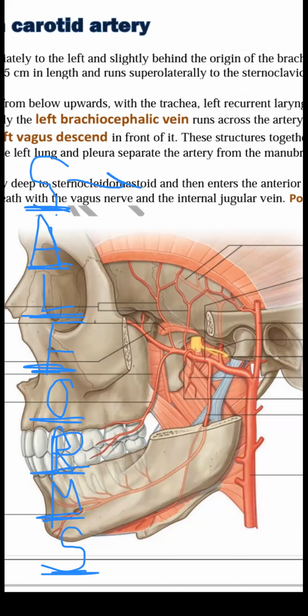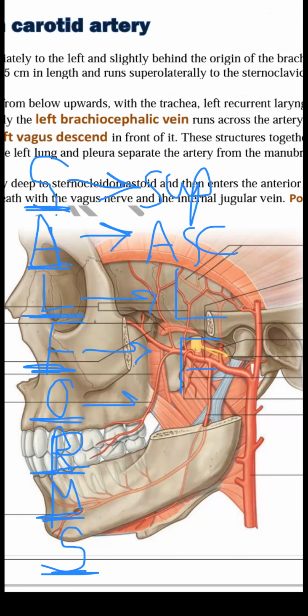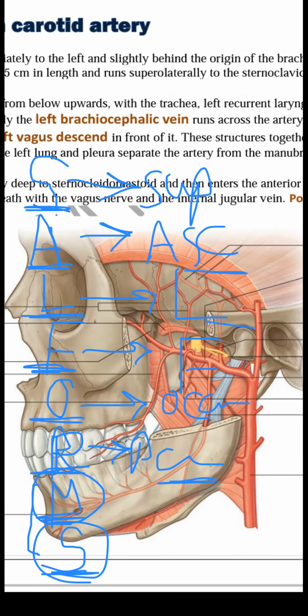S, this is the superior thyroid artery. A, this is the ascending pharyngeal artery. L is lingual artery. F, facial artery. O, this is the occipital artery. B is posterior auricular, and the last M and S are the two terminal branches, maxillary and superficial temporal. Again, some American ladies found our pyramids most satisfying. This is superior thyroid, ascending pharyngeal, lingual, facial, occipital, posterior auricular, maxillary, and superficial temporal.